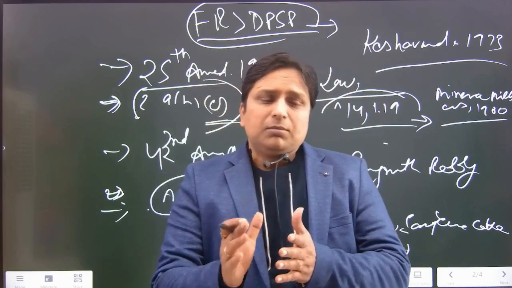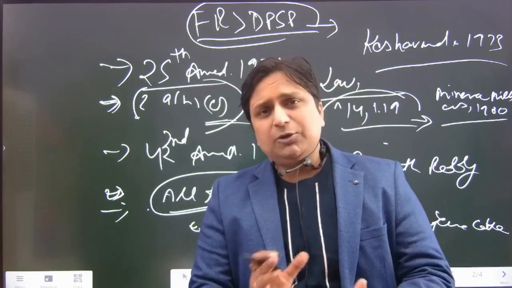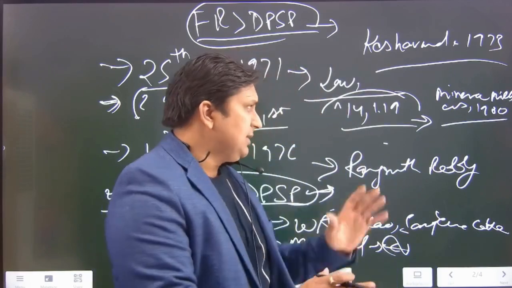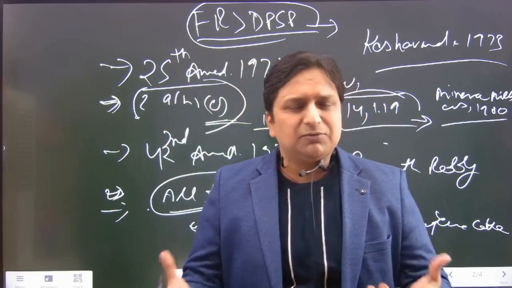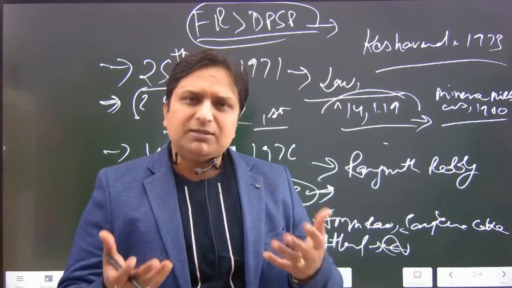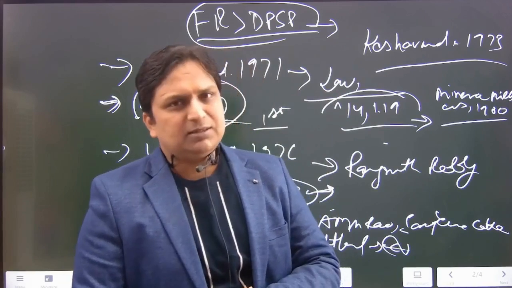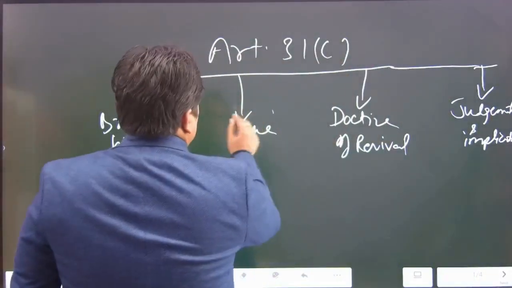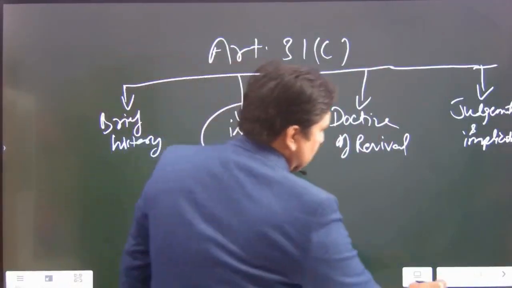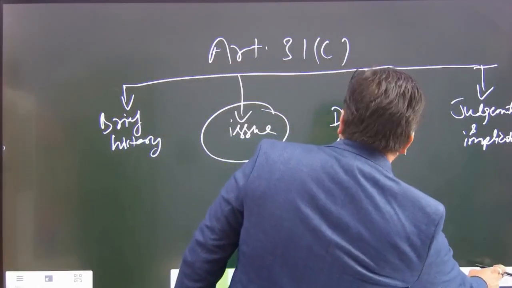So in such a scenario, after the Mafatlal case and Minerva Mills case, we can see the whole situation was quite conflicting. What is the real status of Article 31C? However, what is the current issue? Why is it again taken up by the judiciary?